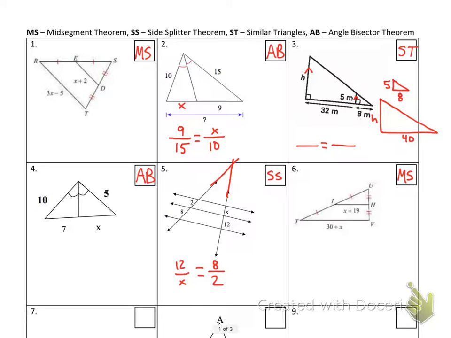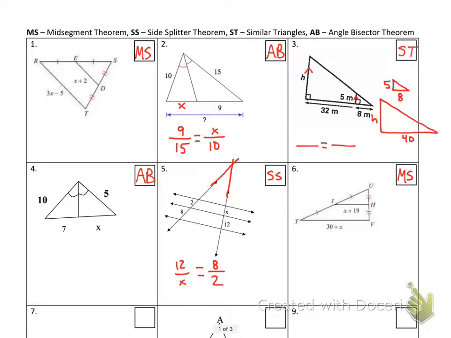Okay, so notice we need to draw these triangles separately. You can get by without it if you can do this sort of processing in your head, but I'll say a lot of people struggle with that, so I wouldn't recommend it. If I draw these triangles separately, I can see the 8 and the 5, that's still the same triangle. I just drew it, kind of extracted it from the diagram.